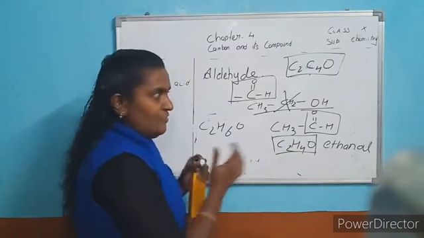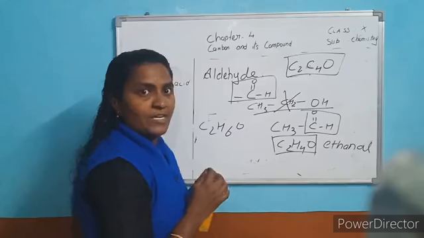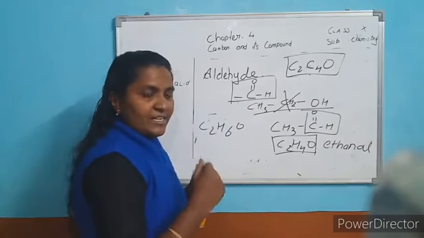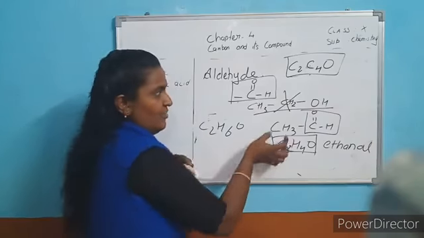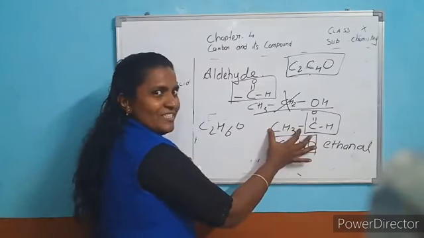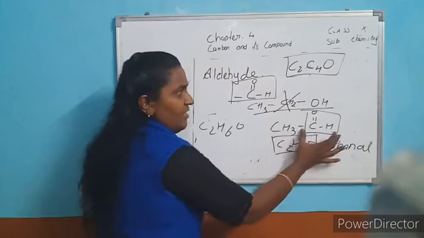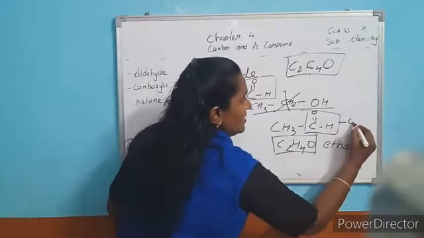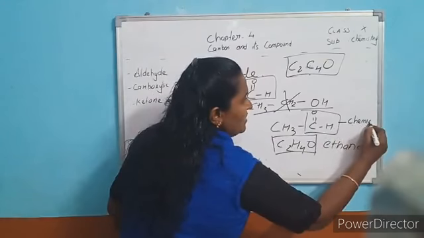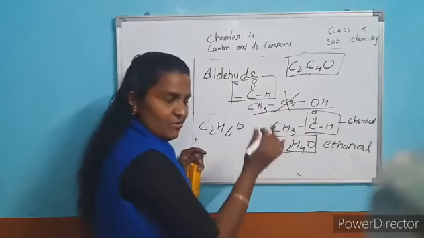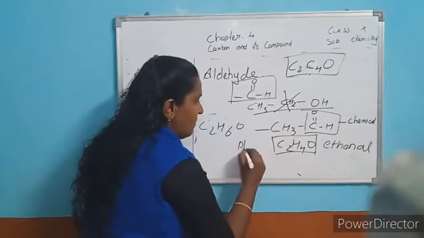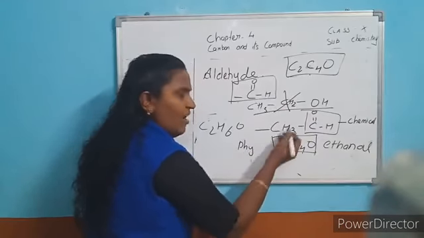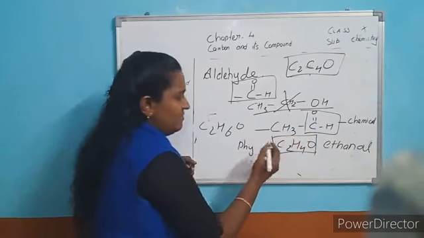The question can be asked, which one determines the physical property? I told you as carbon increases, physical property increases. So the methyl group determines the physical property, whereas the functional group determines the chemical property. Chemical property depends upon the functional group, and the physical property depends upon the alkyl group. Or you can write CH3.